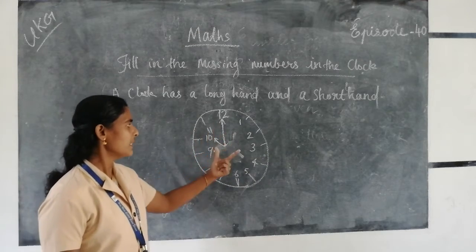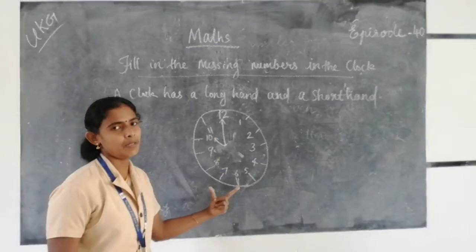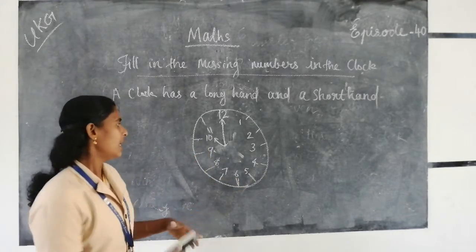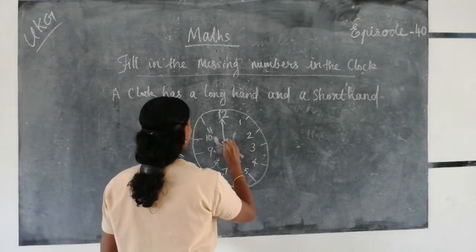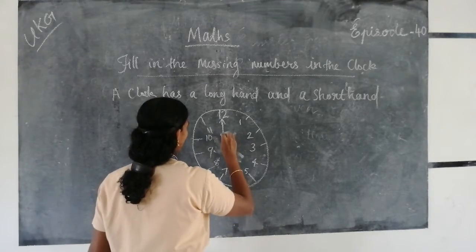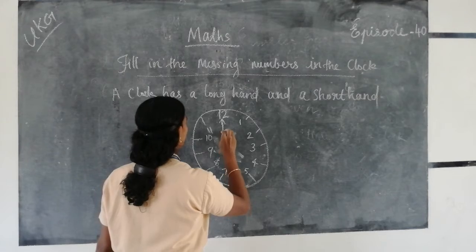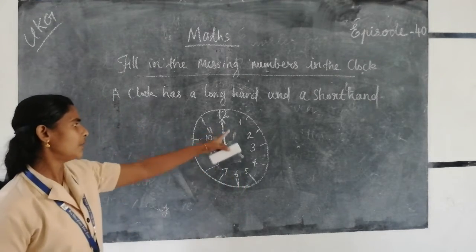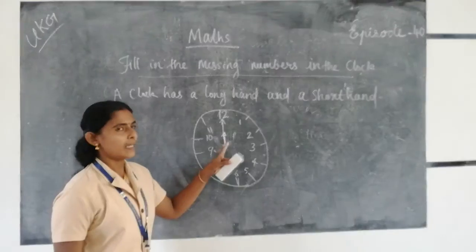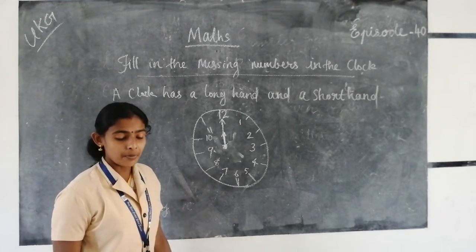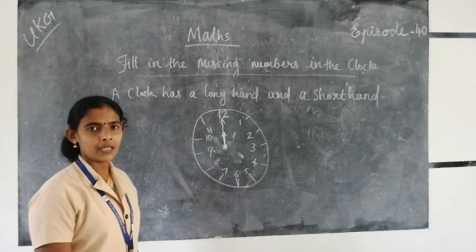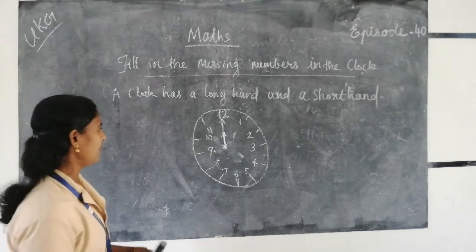The short hand is telling the time. The long hand is at 12 and the short hand is at 12. The time is 12 o'clock.